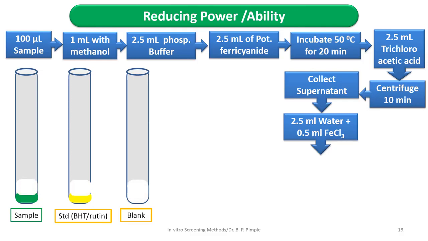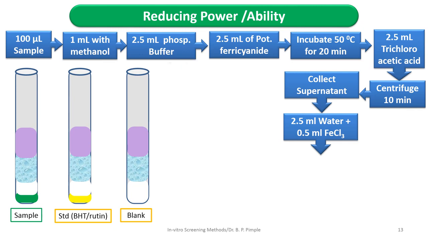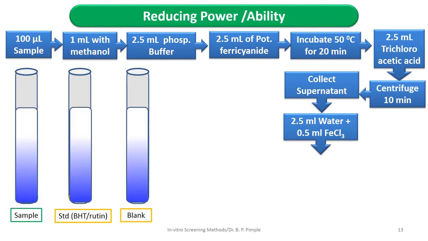Then 2.5 ml of phosphate buffer. Phosphate buffer is added just to maintain a pH of 7.4. Then potassium ferricyanide is to be added. After addition of these solutions, we need to incubate them at 50 degrees Celsius for 20 minutes. After completion of incubation, add trichloroacetic acid to it. Once you add trichloroacetic acid, the reaction will commence, and now you need to centrifuge it.